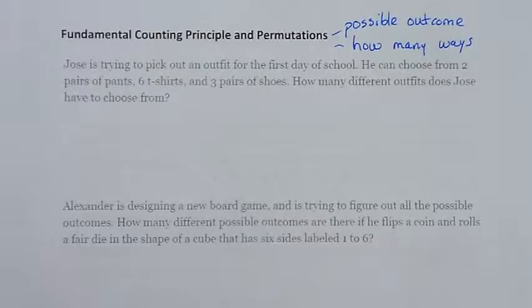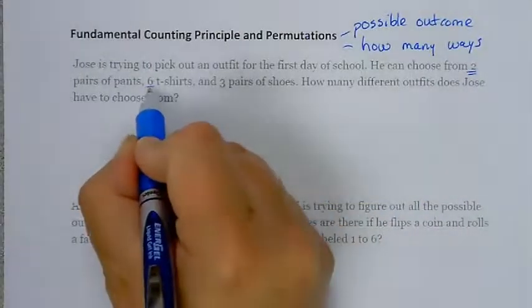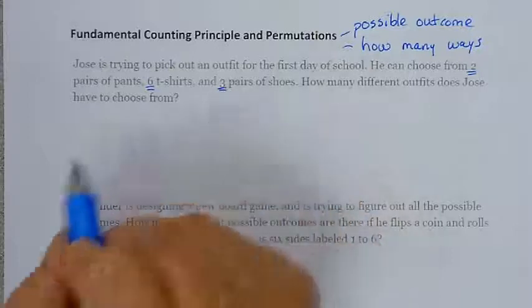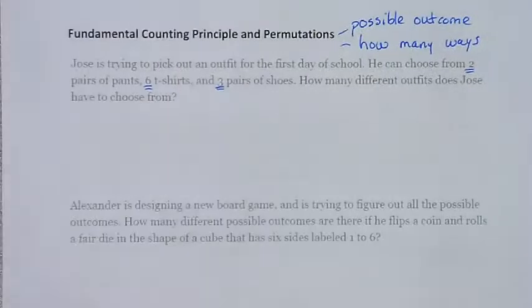It says, Jose is trying to pick out an outfit for the first day of school. He can choose from 2 pairs of pants, 6 t-shirts, and 3 pairs of shoes. How many different outfits does Jose have to choose from? So I'm going to start off by showing you why the fundamental counting principle works. And then we'll just talk about the principle itself.